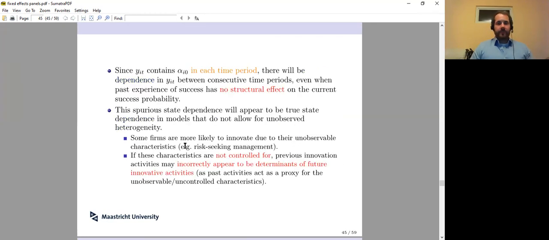Now, this is different from spurious state dependence. Spurious state dependence comes precisely from the unobserved effects. Each of the y's contains alpha in each time period. So there is naturally some dependence across time just because each y shares the same factor alpha.